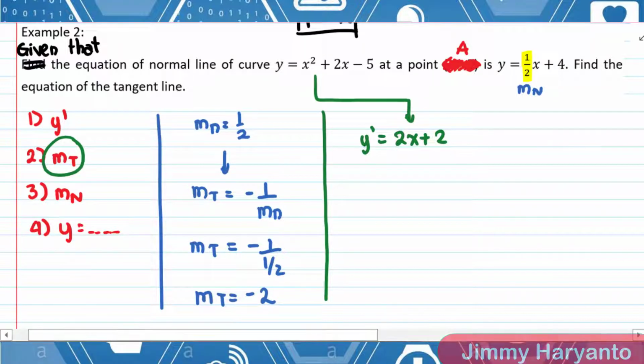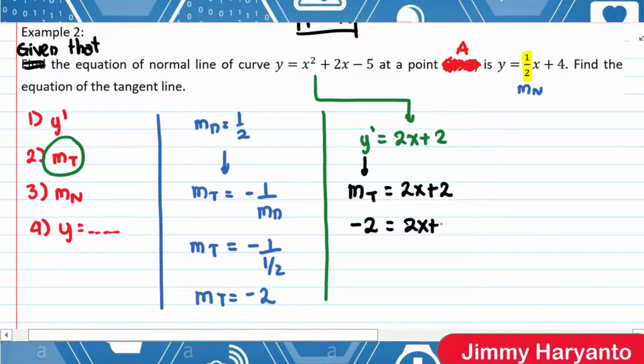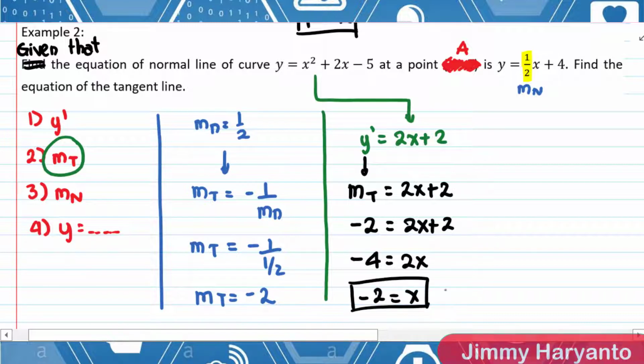How? Because we already know that the y-accent is the gradient of tangent, we can write it like this. The gradient of tangent equals to 2x plus 2. The gradient of tangent is -2 equals to 2x plus 2. And then move the 2 to the left side, -4 equals to 2x. And then x will be -4 divided by 2, -2. Okay, so this is the value of x, and then let's find the value of y.